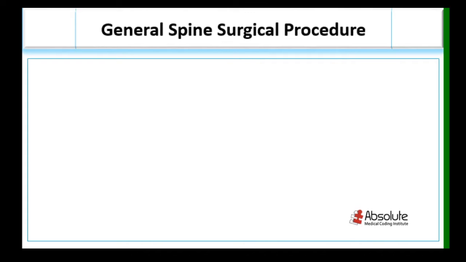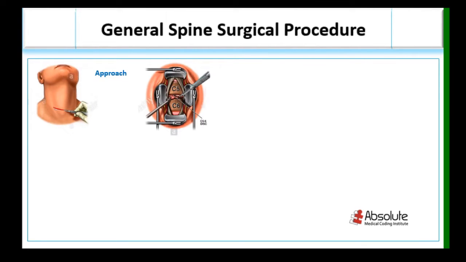Remember, we are only going to code what the doctor does. So you need to know all of the procedures that the doctor could potentially do. First things first. Which position was the patient in? What approach did the doctor take? You have to code the approach. Is it anterior? Is it posterior? Is it lateral? Whatever it is, you're going to code according to the approach.